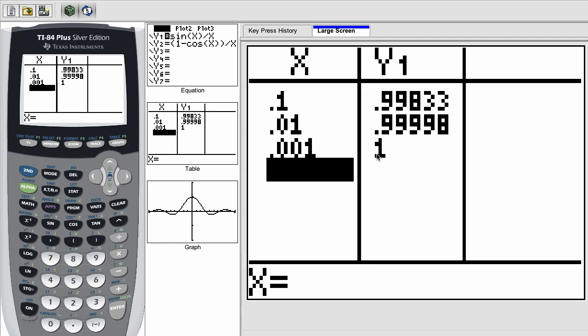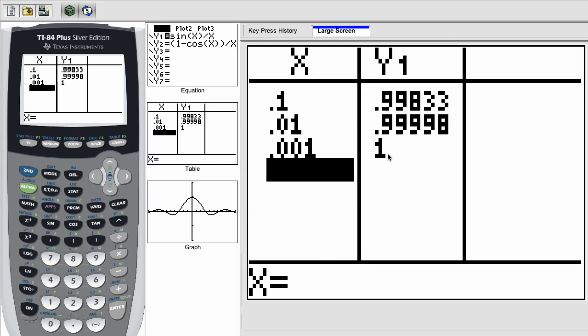Okay, this is interesting here. Look at this. When we're at 0.1, we get 0.998. When we get closer to 0, we get closer to 1. And then it looks like when we're at 1/1000th to the right of 0, it says that we're actually getting to 1.